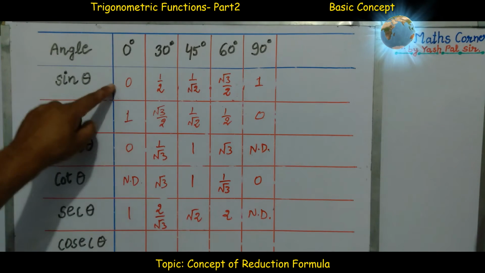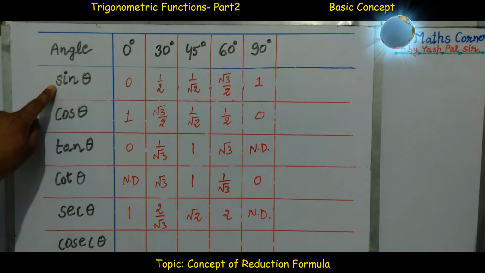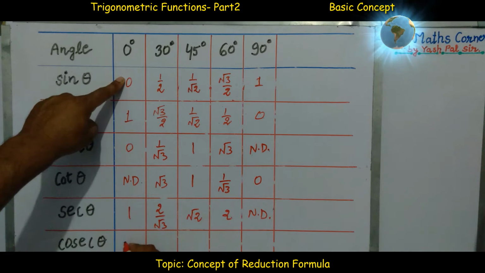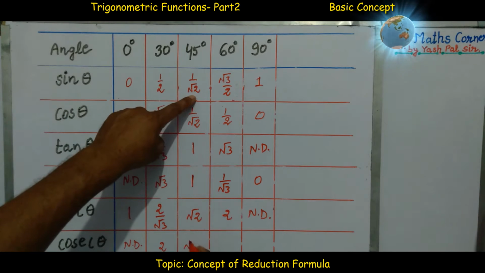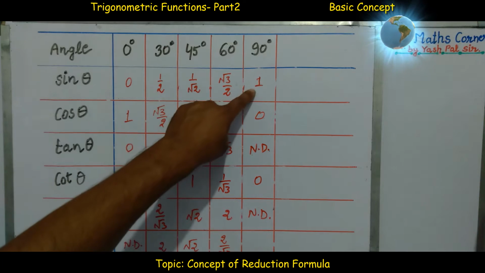Here sin theta, cosecant theta is the reciprocal of sin theta. So 1 upon 0 not defined. This is 2. This is square root 2. This is 2 upon square root 3. 1 upon 1 is 1.